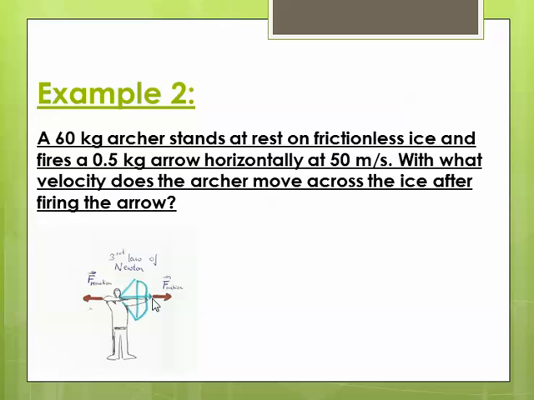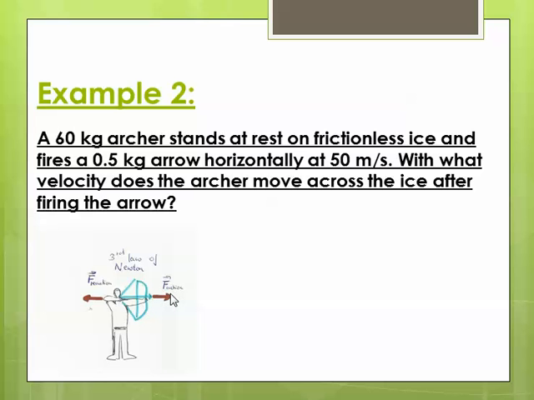An acceleration means that there is a force. So the archer exerts a force on the arrow in order to accelerate this arrow to a velocity of 50 meters per second. So there is a force in that direction, and this force I call the action force.